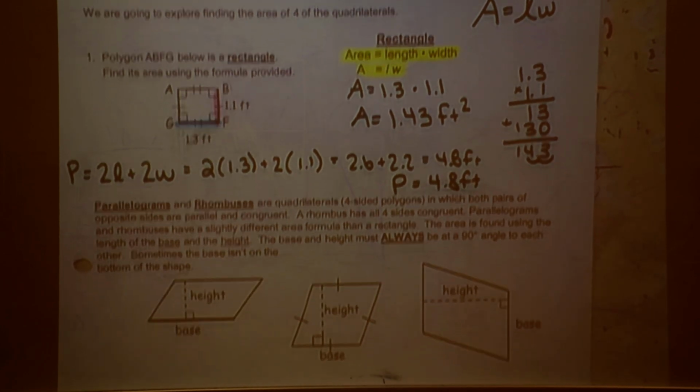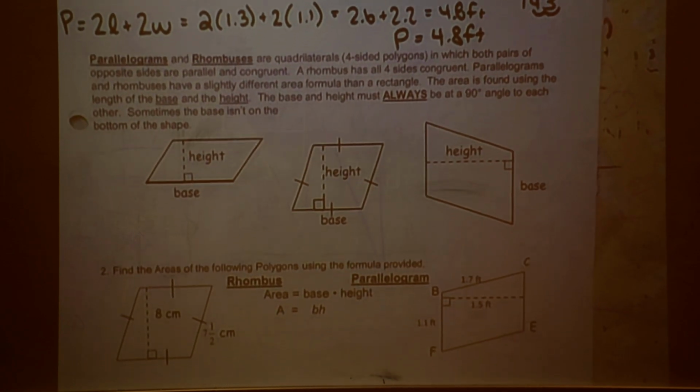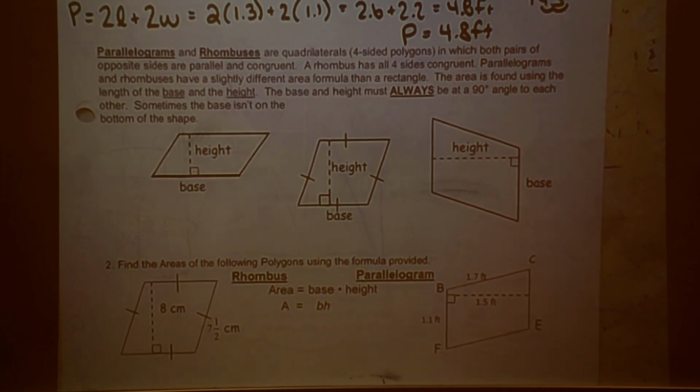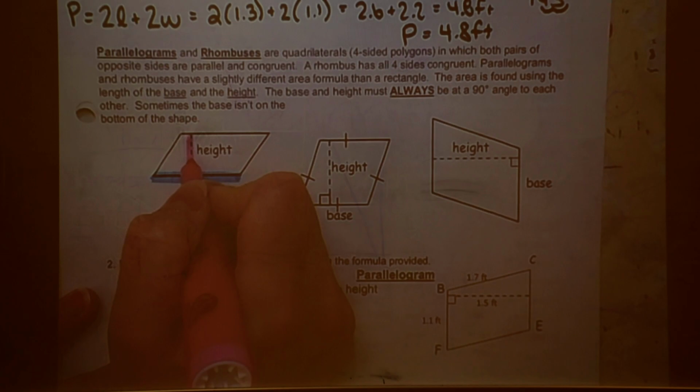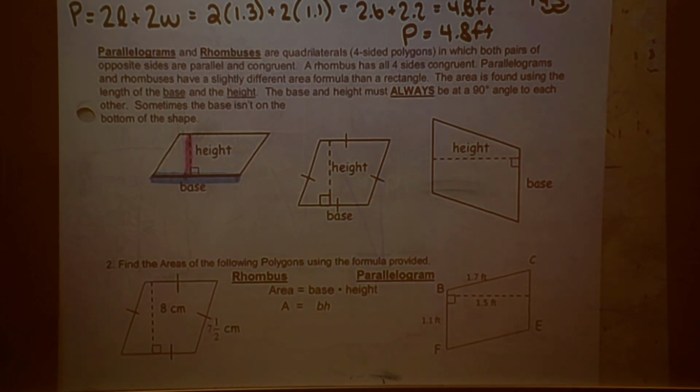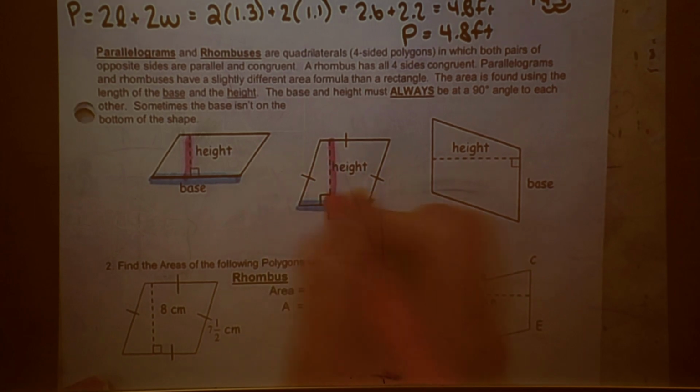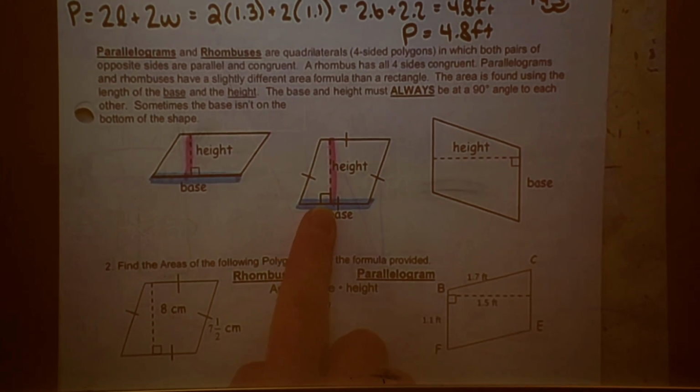The next category are parallelograms and rhombuses, also known as rhombi. I'm going to use blue for the base. So if this is the base, then this is the height. The base and the height always have to make a 90-degree angle. So hint number 1, look for that right angle symbol. On this one, the base along the bottom, the height, again in this case, vertical. Look for that 90-degree angle symbol.